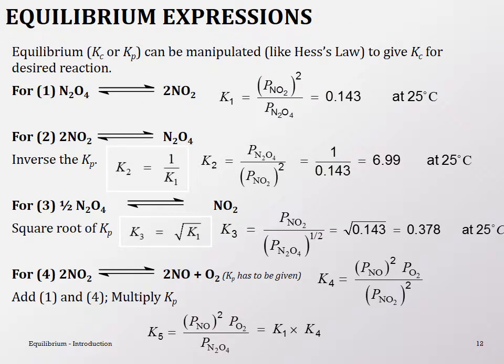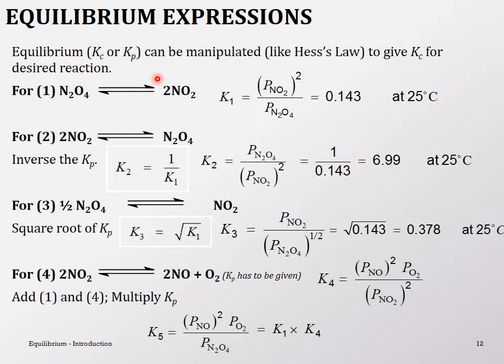One of the neatest things about equilibrium expressions is that you can manipulate them, like Hess's law, where you can take reverse reactions, inverse reactions, half them, double them, whatever you want to do, and then you can use the Kc or Kp to find out the new values of the Kc and Kp. So in Hess's law, you could figure out the new delta H or enthalpies of reactions. Here you can find out the new Kc or Kp of a reaction.